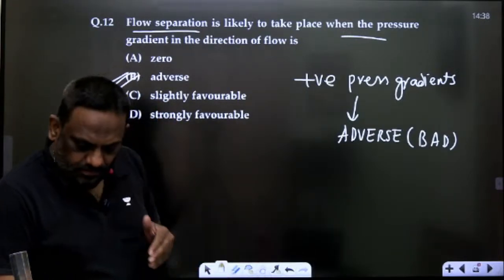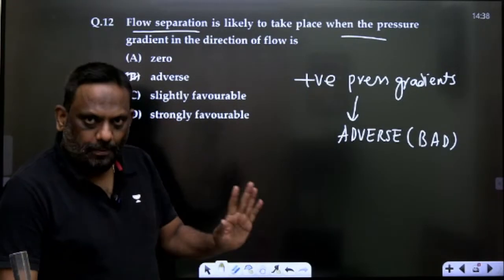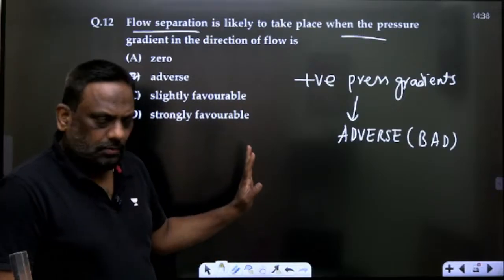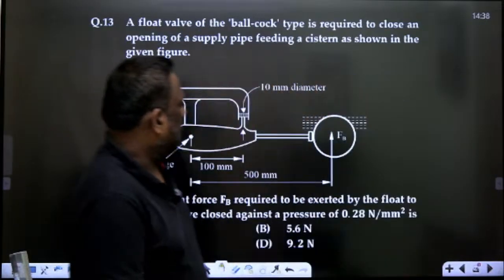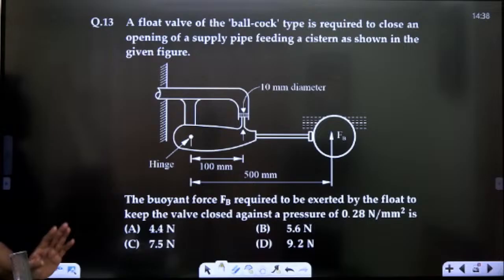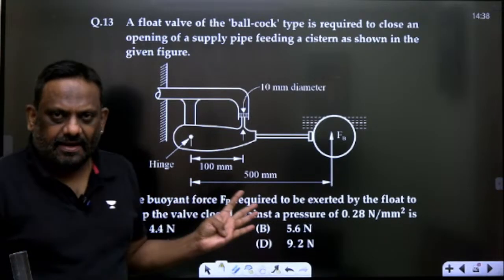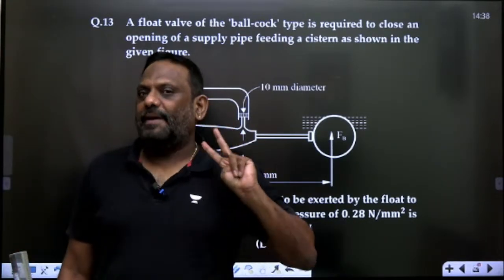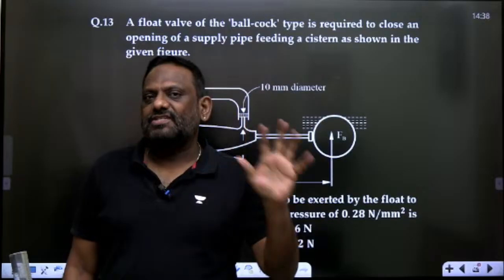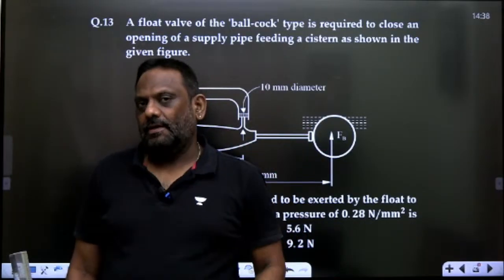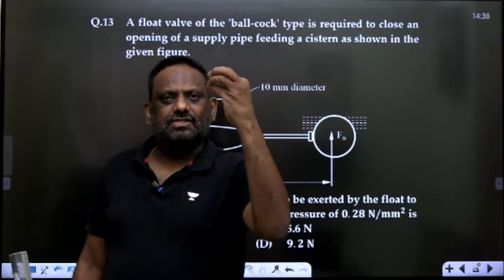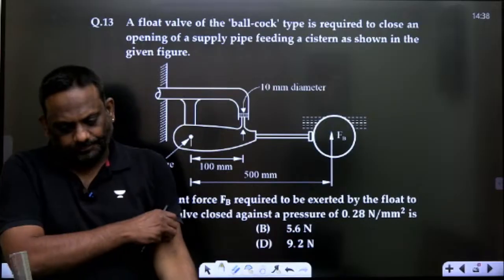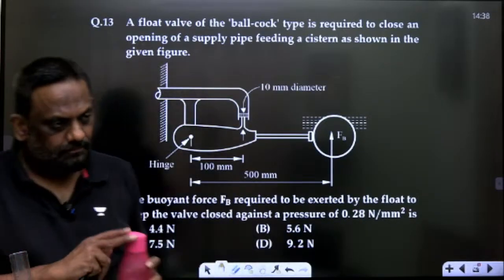Shall I continue or stop? If you see the ISRO paper, there are some questions where figures are also given, and for this a calculator is not even needed. Read the question.